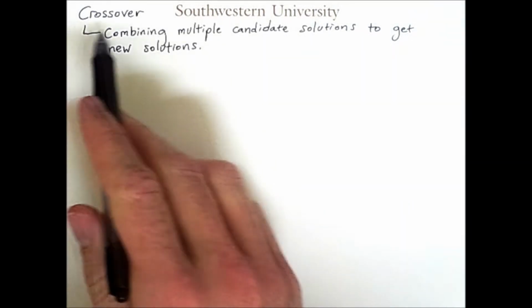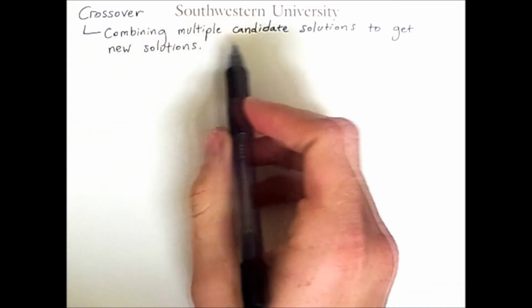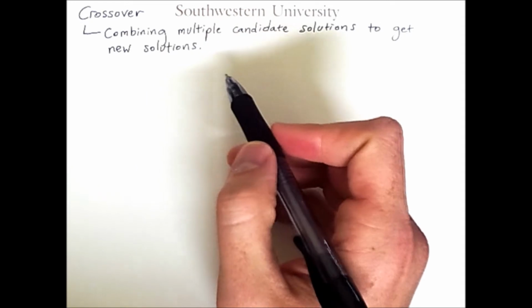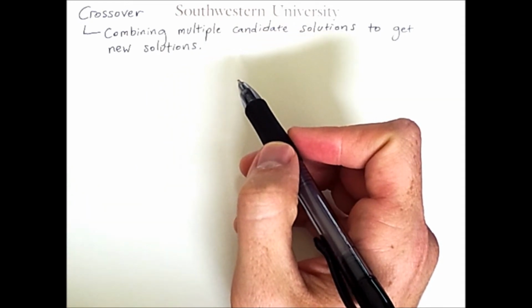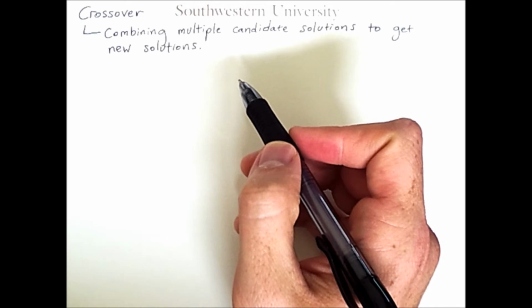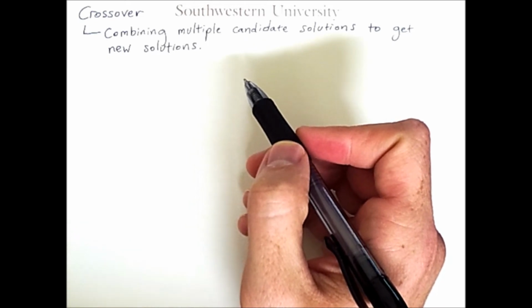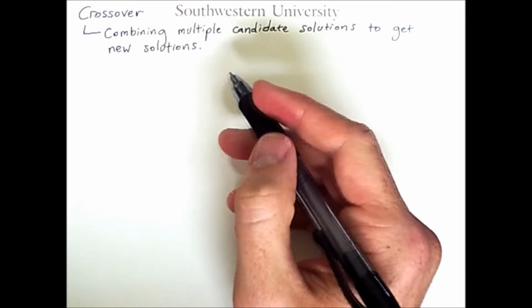This video is about crossover, which in evolutionary computation is the combining of multiple candidate solutions to get new solutions. Now, typically we combine two solutions and also get two solutions out of it. But you can combine two solutions into one solution or combine more than two solutions into any number of solutions, and we would still call that process crossover.